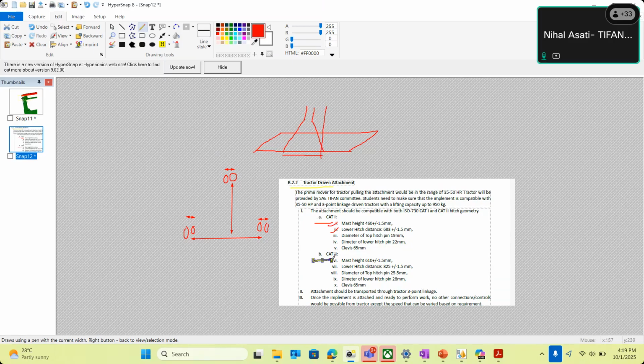Your implements should be Cat 1 and Cat 2 compatible. And for the values you need, you can refer to any agricultural equipment which is attached with a tractor in the 35 to 50 horsepower range. The tractor has this adjustment provided. Based on that, you can design a Cat 1 and Cat 2 compatible frame.